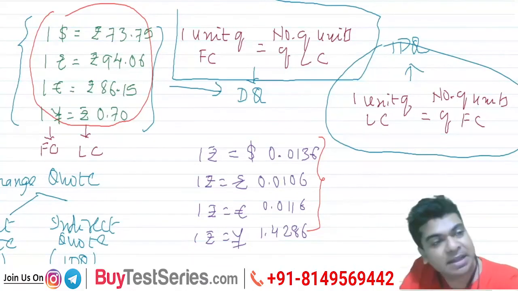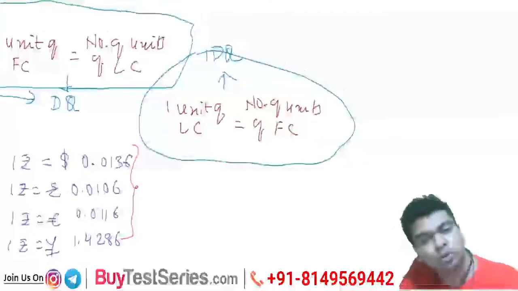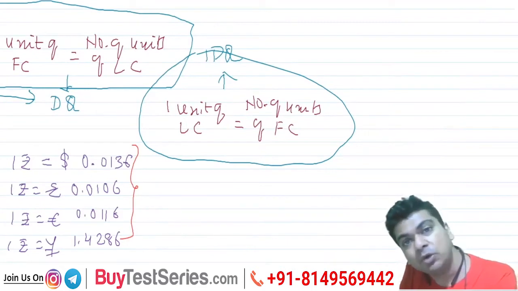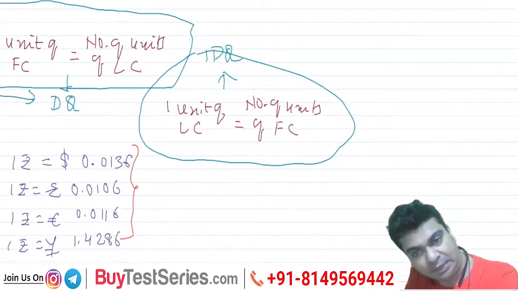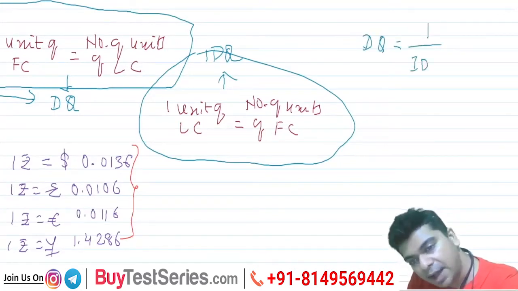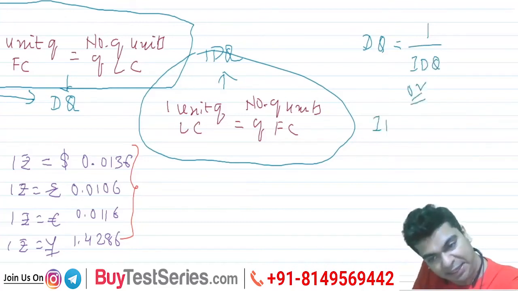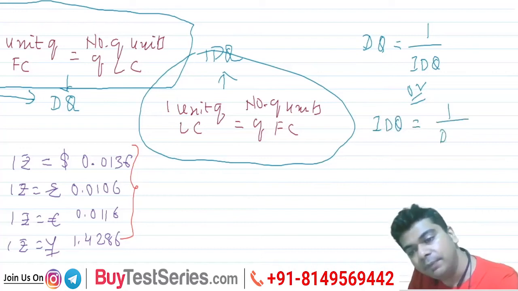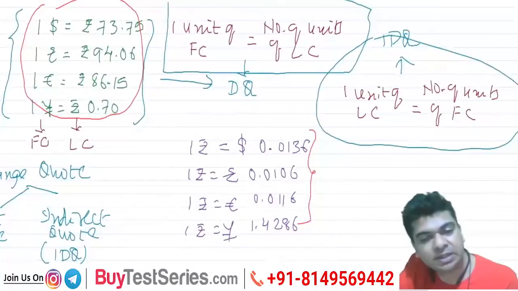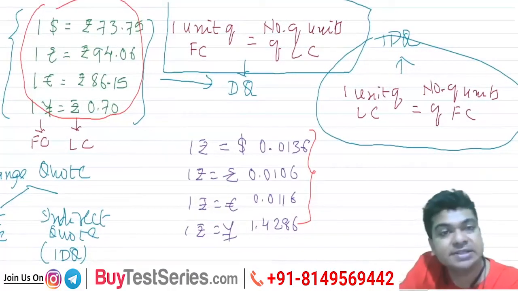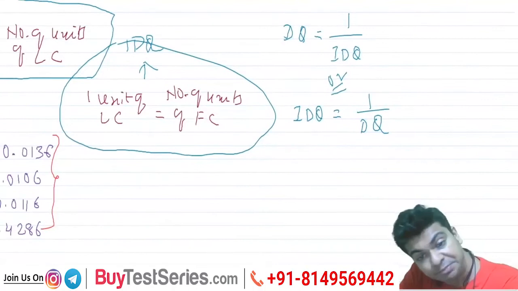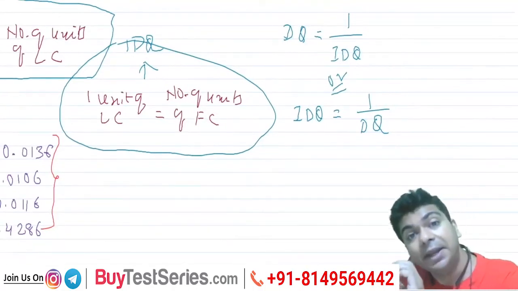There is a mathematical relationship between the two. Remember this: direct quotes and indirect quotes are reciprocals of each other. A direct quote is nothing but 1 upon the indirect quote, or an indirect quote is nothing but 1 upon the direct quotation. When I converted these quotations, if you see 73.75, when I converted it into an indirect quote, I simply did 1 divided by 73.75. So this is the mathematical relationship between a direct quote and an indirect quote.